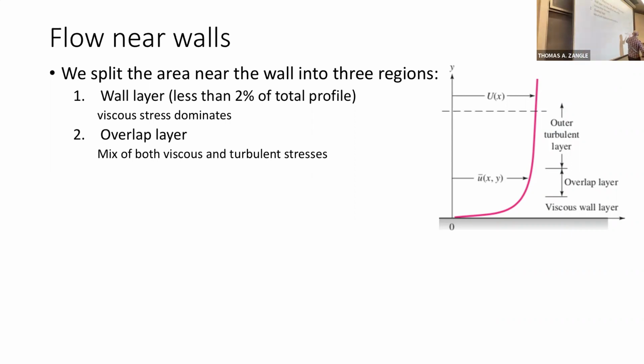In the overlap layer, viscous stresses are important. Viscosity is important, but turbulence is also important in that overlap layer. And then in the outer turbulent layer, the viscous stresses in the Navier-Stokes equations are basically negligible, and the only main influence we have to consider is the turbulent stresses, the impact of those turbulent velocity fluctuations on the flow.